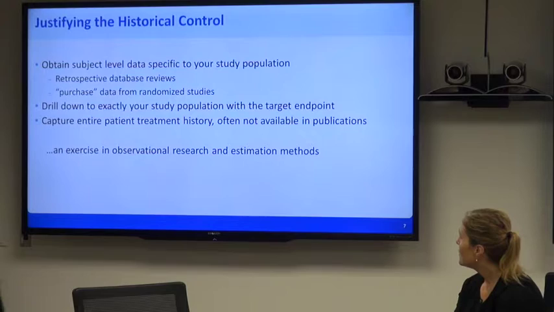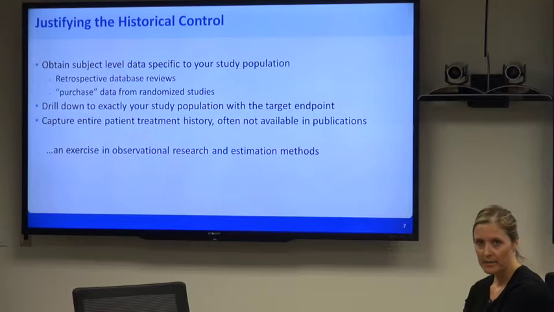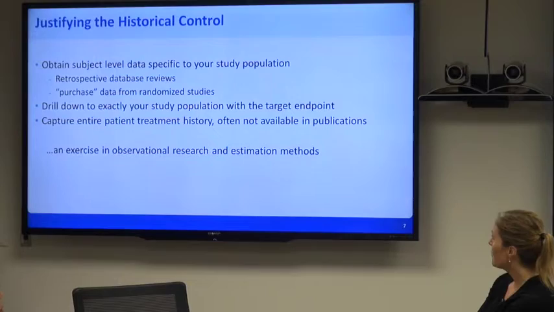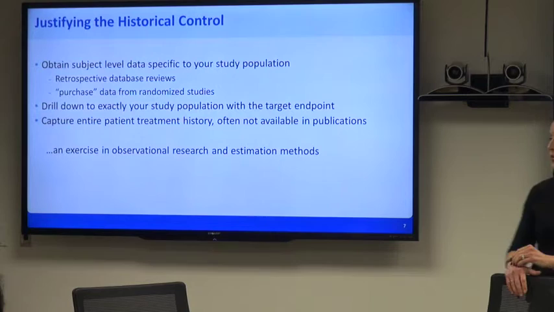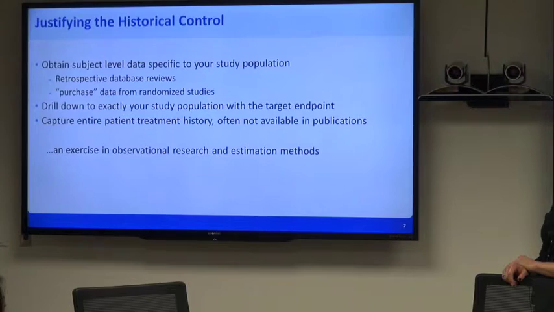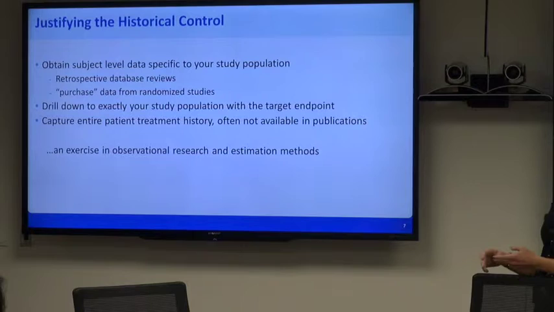So the next step then would be to try to obtain subject level data specific to your study population. And there are a couple ways to do this. Probably the most straightforward would be to work with institutions. Usually academic institutions have access to databases in which they've collected patient treatment and patient outcomes. Another would be payer databases where one can get this information.